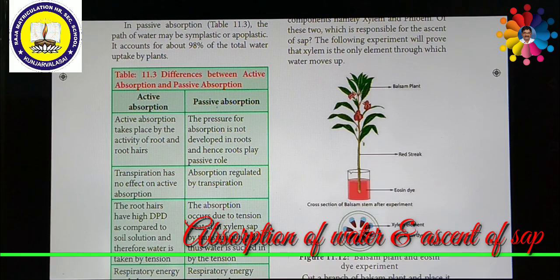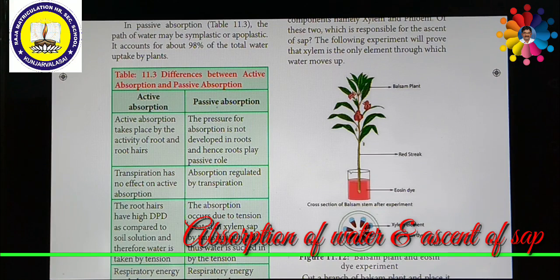It is a failure. The magnitude of the root pressure is only about 2 atmospheres, which can raise the water level only a few feet. But the tallest trees are more than 100 meters in height. How can root pressure make water go up? It is a failure. So that's why we have come to the third theory, called physical force theory.